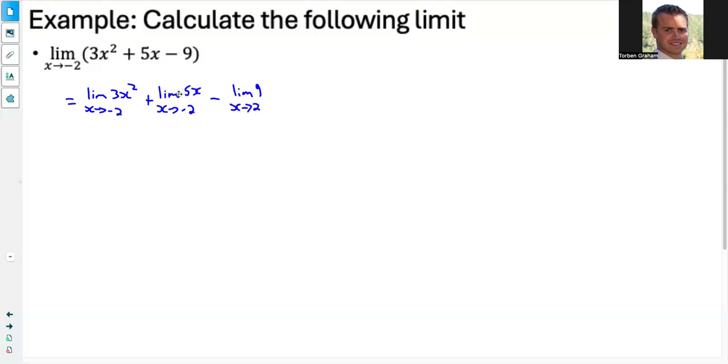Now we can also use our constant part of that. So if these constants being multiplied in front can move in front, so that would be the same as 3 times our limit of x squared as x approaches -2 plus 5 times our limit of x as x approaches -2 minus our limit of 9 as x approaches -2.